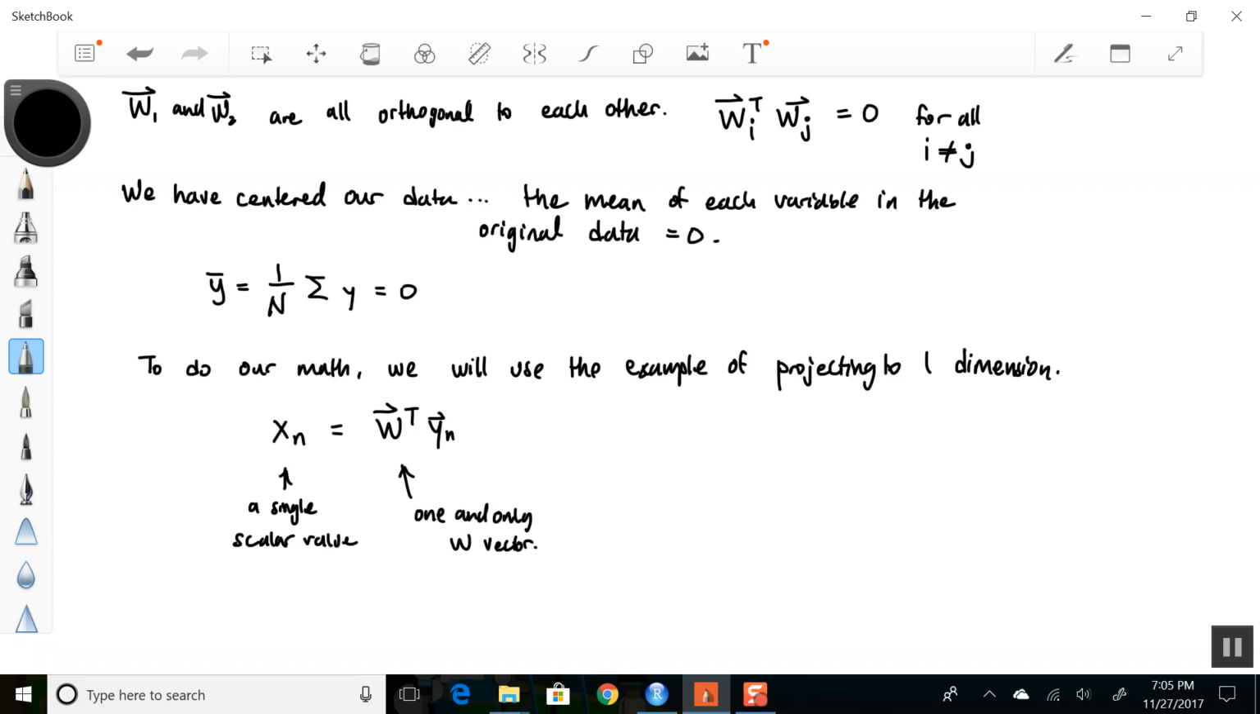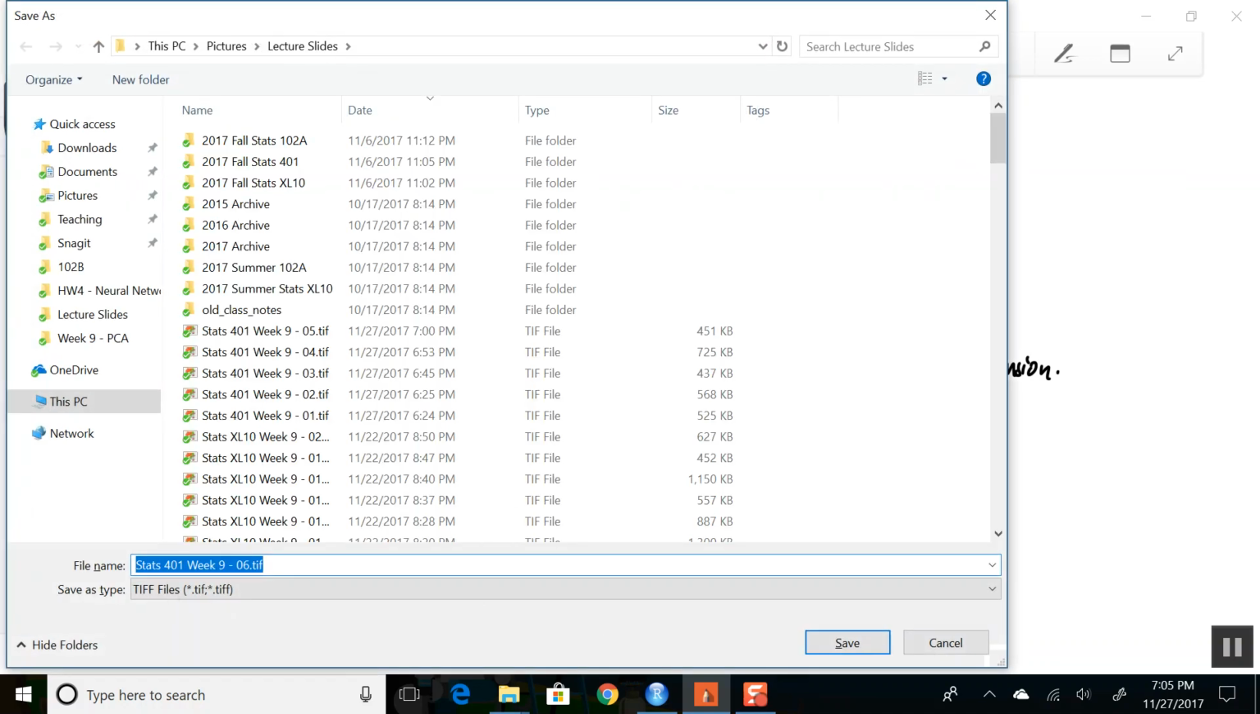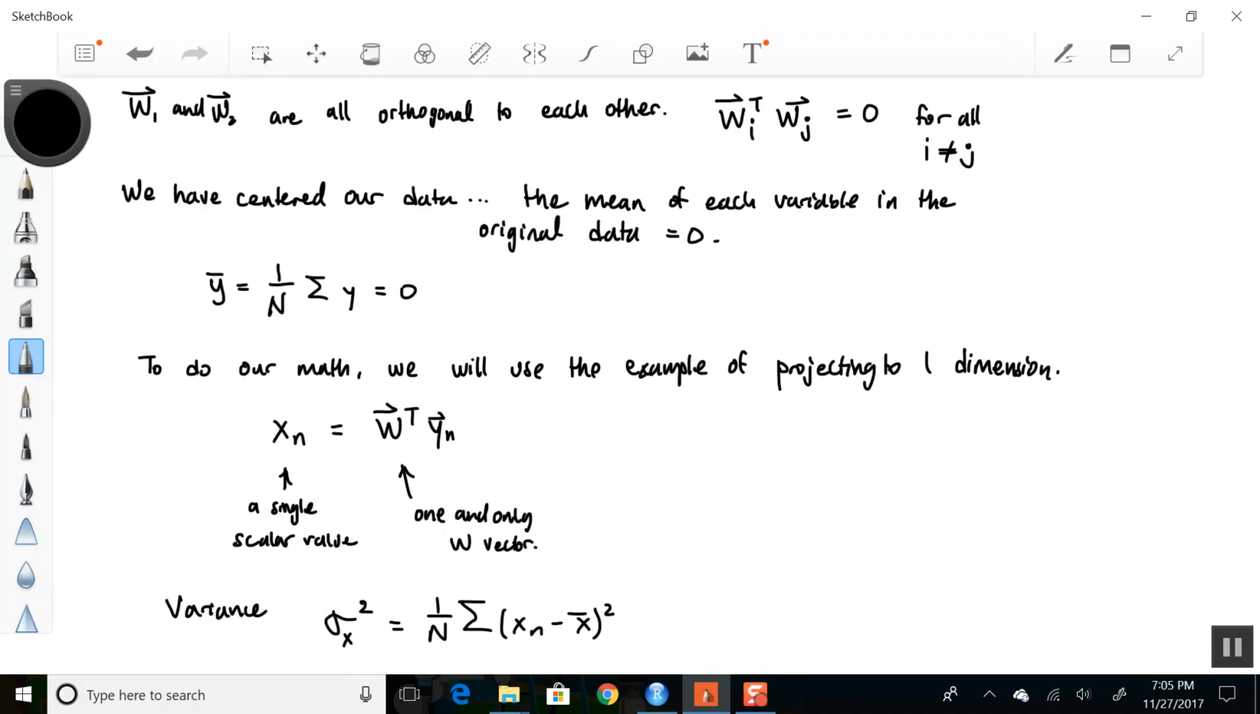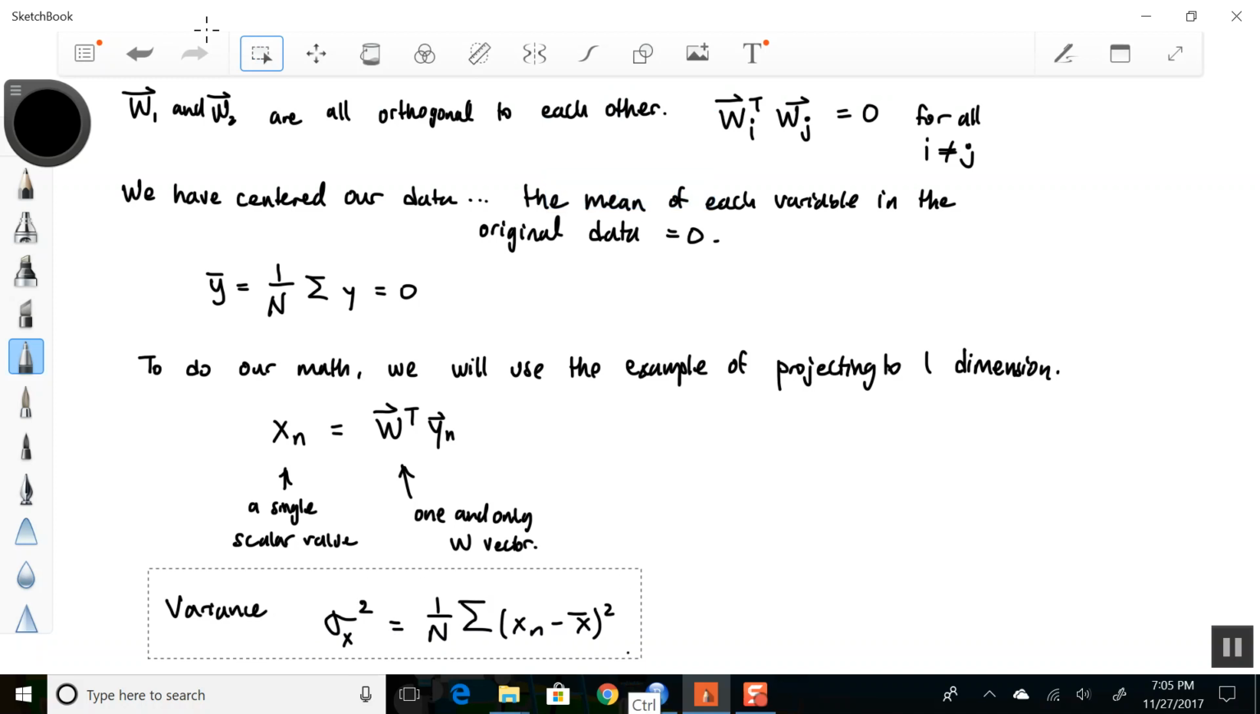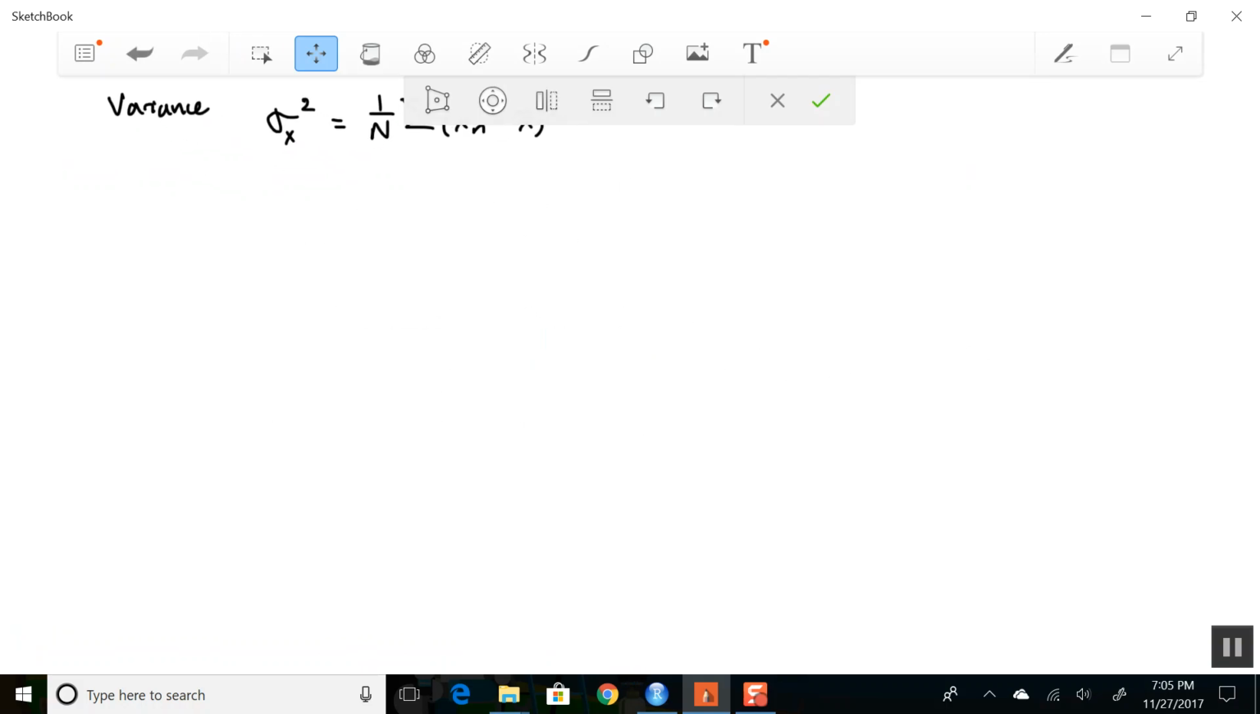Okay, and what we want to do is maximize our variance of the resulting projected data, and so our variance will be x minus x bar squared summed up, 1 over n. So we want to maximize this.